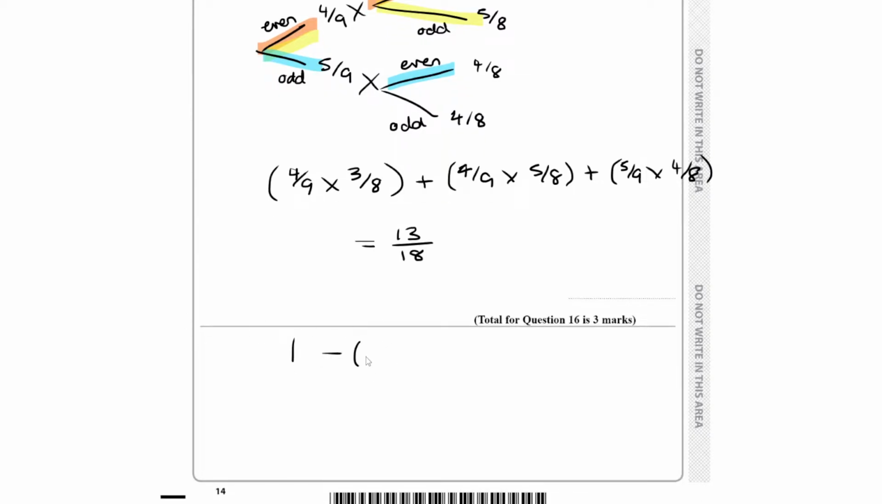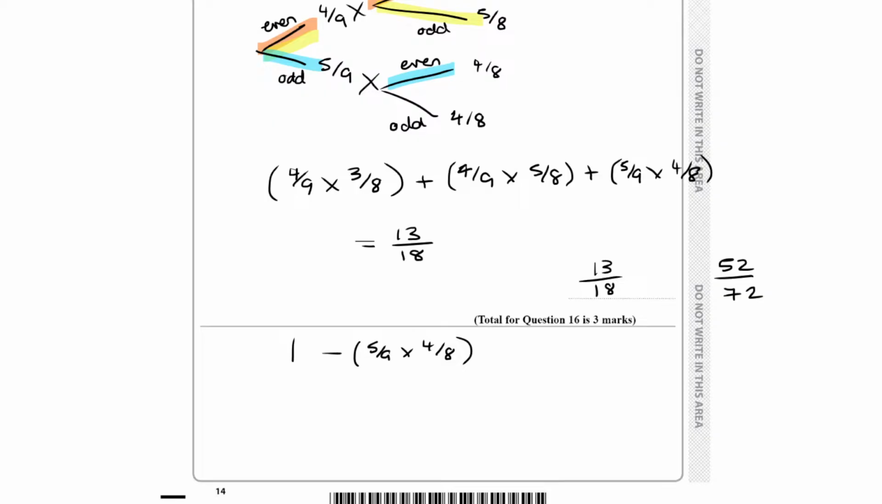You could do 1 minus the odds, which is 5/9 times 4/8. That would give you the same answer. So some version of 13 out of 18, obviously, or an equivalent of that. You could have got 52 out of 72, I guess, if you'd worked it out in your head, but obviously it's a calculator question, so I don't see why you wouldn't just put it in the calculator.